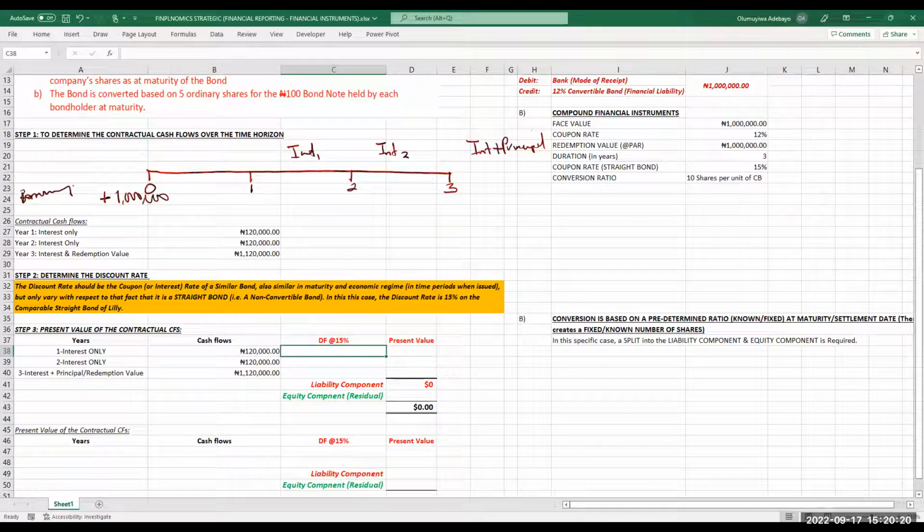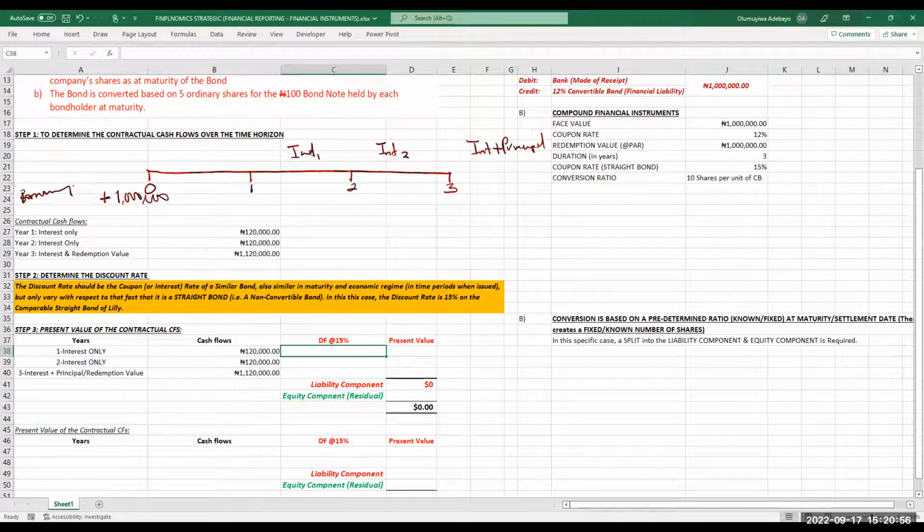Year 2, and year 3. Therefore, which means this one once, this one 2 times, and this one 3 times. Therefore, I'll change this to 2, and I'll change this to 3.